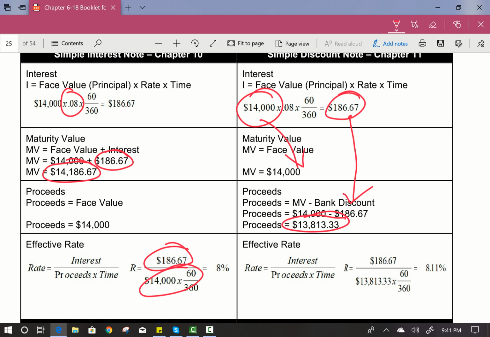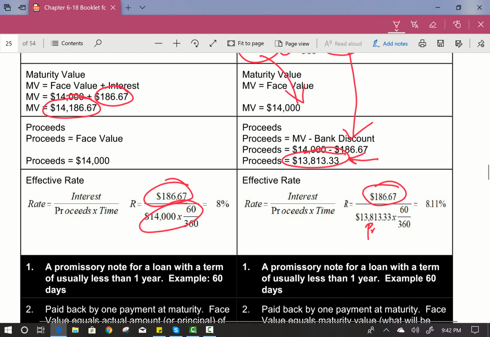Okay, the effective rate is always slightly higher than the stated rate. Our stated rate is 8%. Let's look at how this is a little bit different here, because we are actually subtracting out the amount of the bank discount up front and then giving them the proceeds of $13,813.33. Still, rate is equal to the interest divided by proceeds times time. So you take your bank amount of $186.67 and divide it by the proceeds times the time, and calculate that out, and that gives you 0.081111. Move the decimal point 2 places to the right to give you 8.11%. So the effective rate is truly a little bit higher than the stated rate because you actually subtract out the bank charge up front and then give the borrower the proceeds.